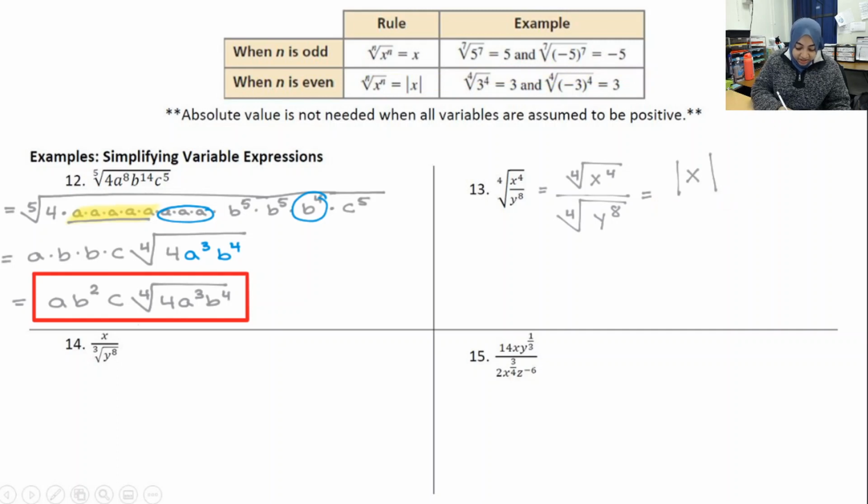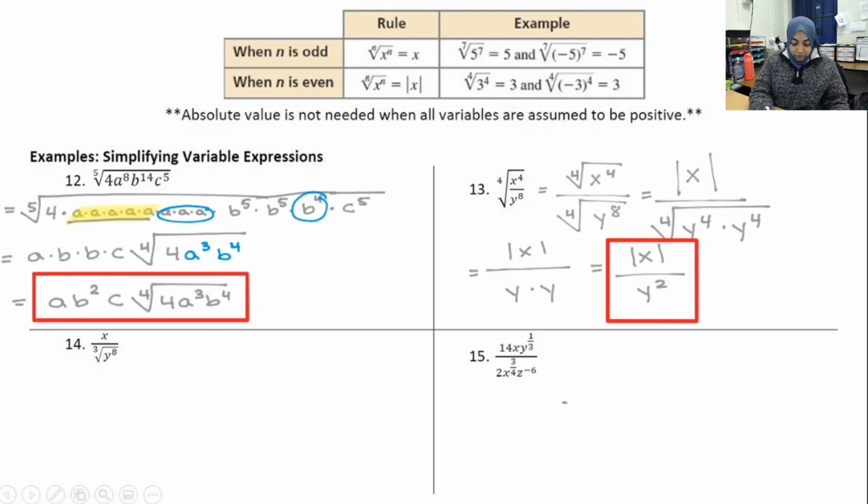Well, I can change y to the 8th into y to the 4th times y to the 4th. Okay? You do not have to write the step down every single time. I'm just showing you where it's coming from. So then I have absolute value of x over, well, the 4th root of y to the 4th is y. And another 4th root of y to the 4th is y, which simplifies to y squared.